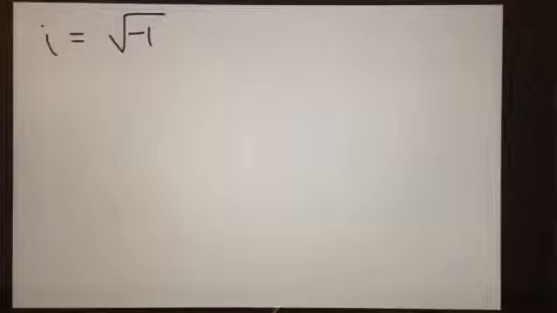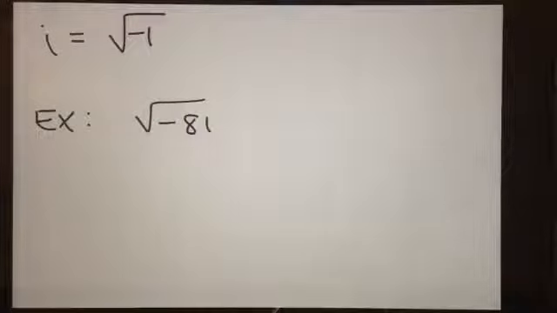So for example, if we see a problem like the square root of -81, the first thing I do is make this a positive and just put an i in the front. And then I can say, all right, I know what the square root of 81 is, it's 9, and so my answer would be 9i.